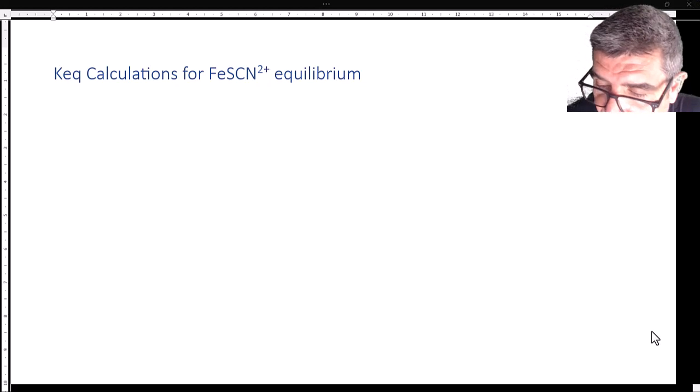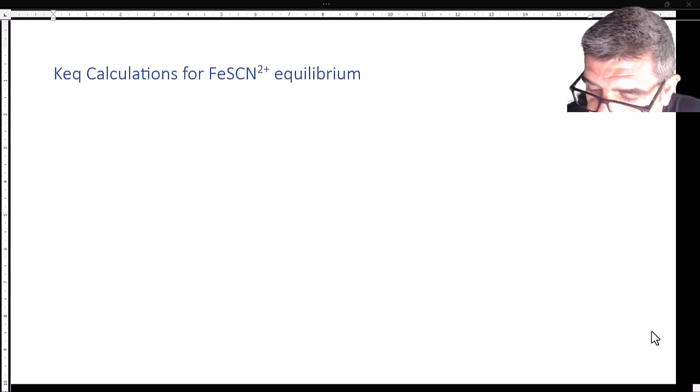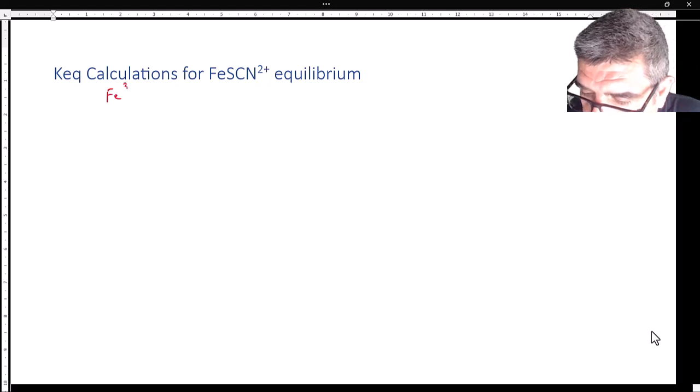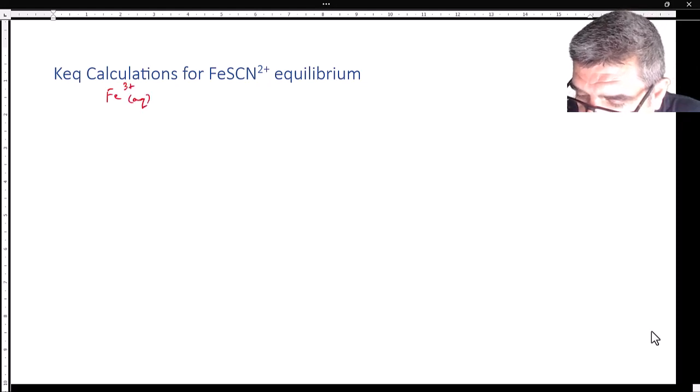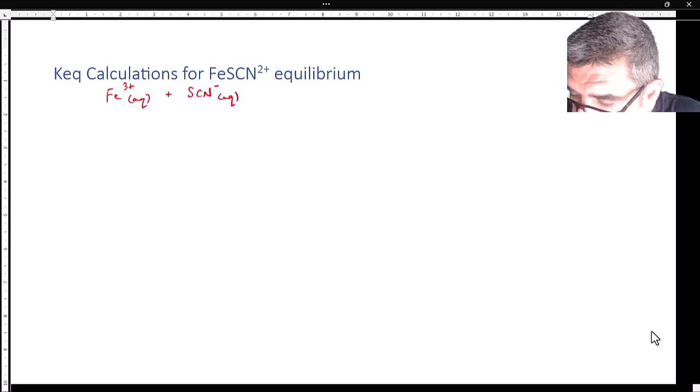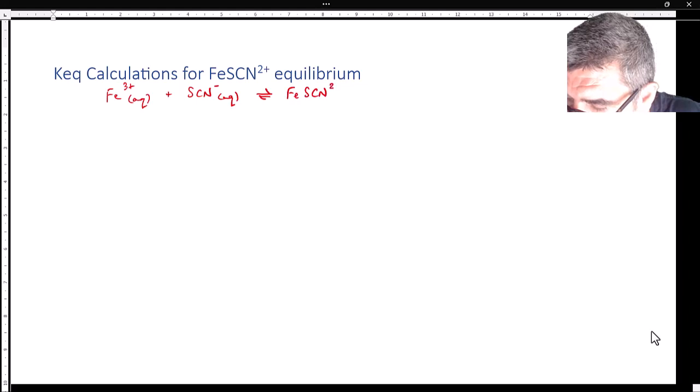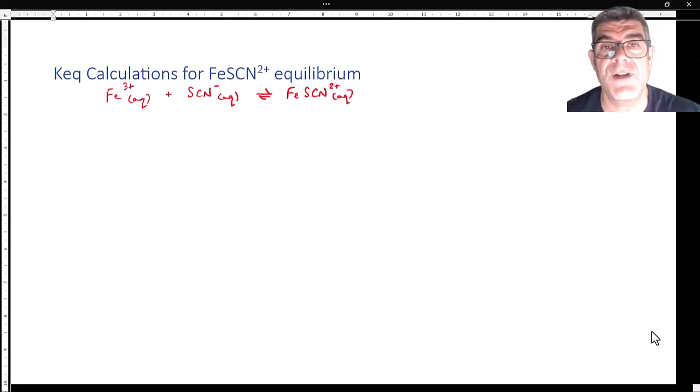So of course, the first thing that I'm always going to do when I start this process is write down the equation, because that's always an important start. So we've got iron ions, thiocyanate ions, and they're in equilibrium with iron thiocyanate, which is our red colored solution. Okay, now I do have potassium ions and nitrate ions in the solution as well, but they are spectator ions.